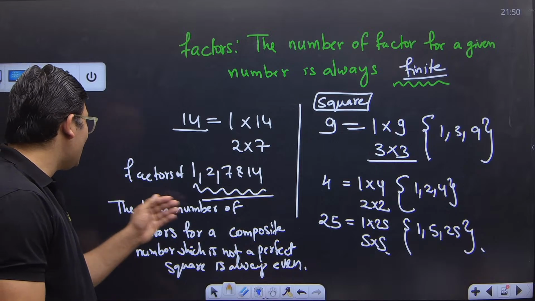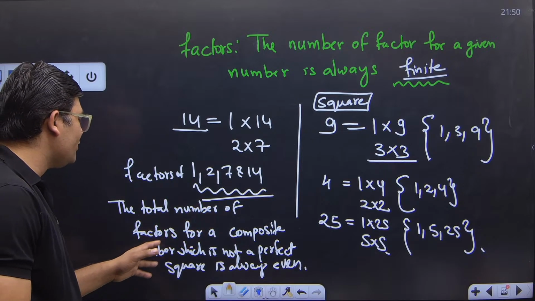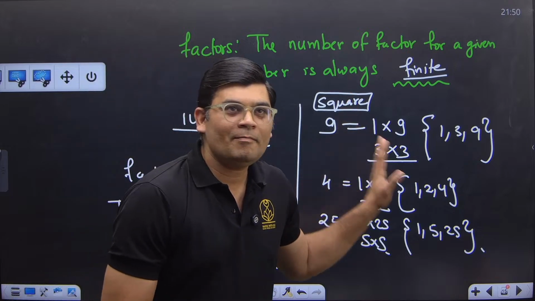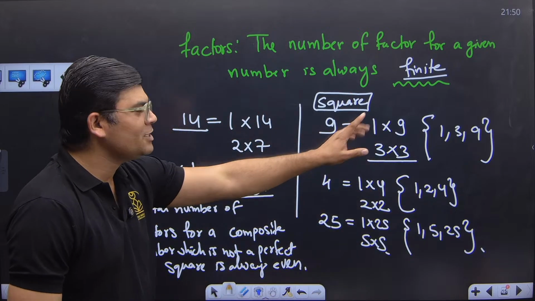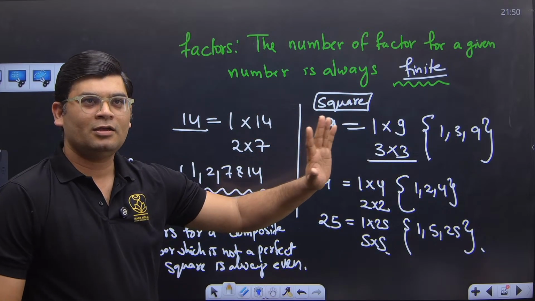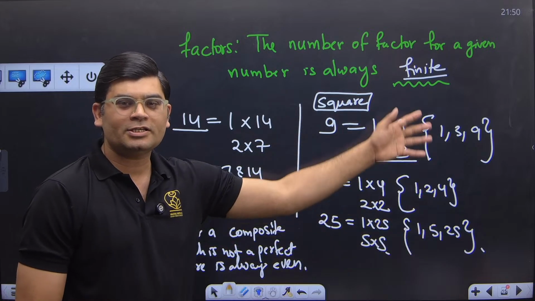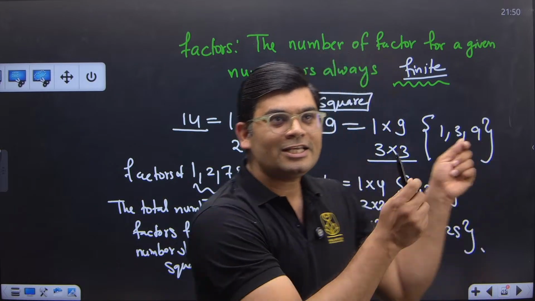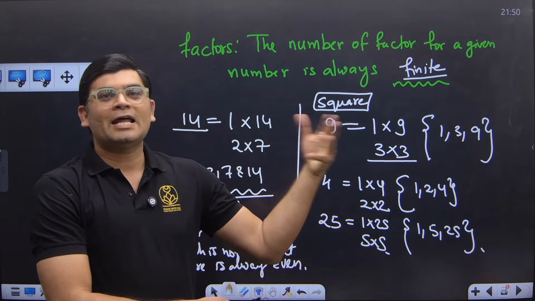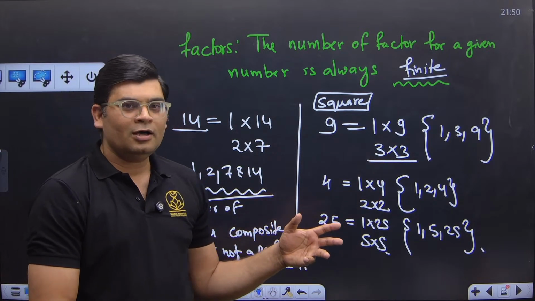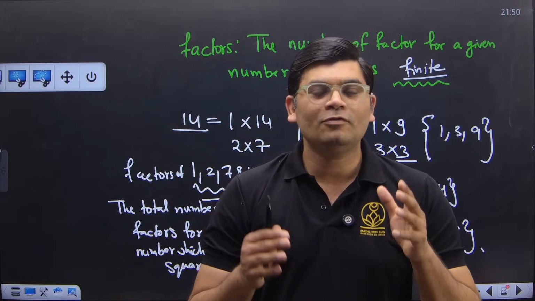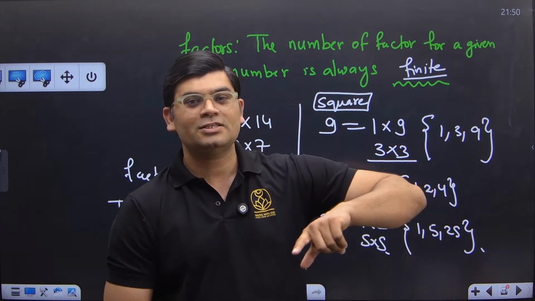The total number of factors for a composite number which is not a perfect square is always even. The number of factors for a number which is a perfect square is always odd. You can count them. And this question may come in assertion and reasoning, where a sentence is stated and you have to tell whether that sentence is true or not. Then a reason is given behind it, and you have to justify whether that reason justifies the assertion or not.